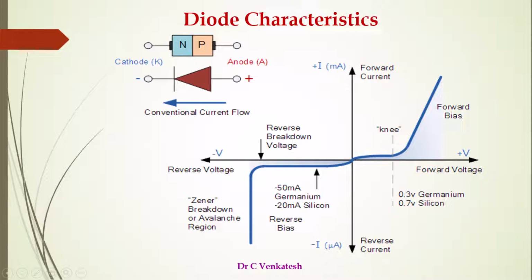The figure shows the schematic diagram of a PN diode and PN junction diode characteristics. Here are the forward bias characteristics and the reverse bias characteristics. First we are going to see the forward bias characteristics.